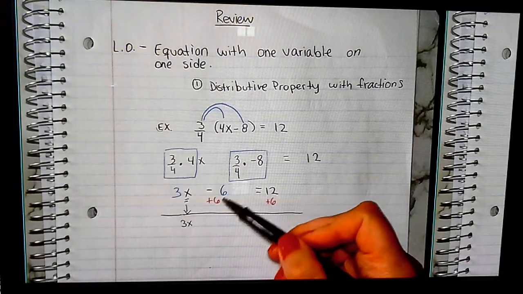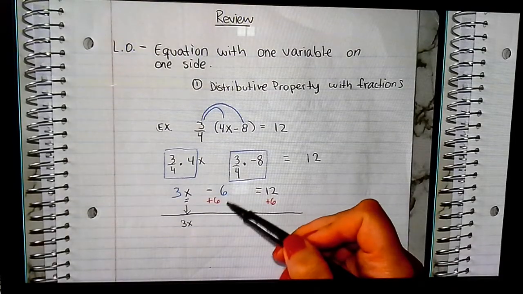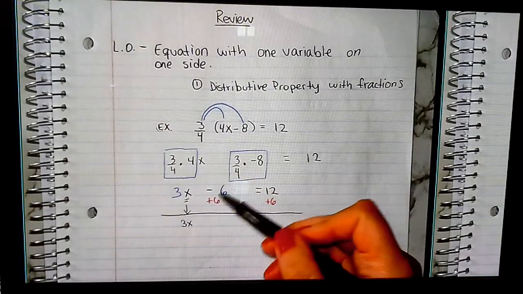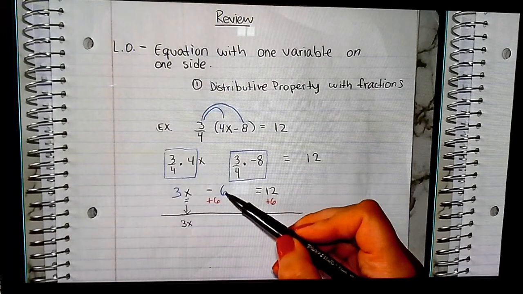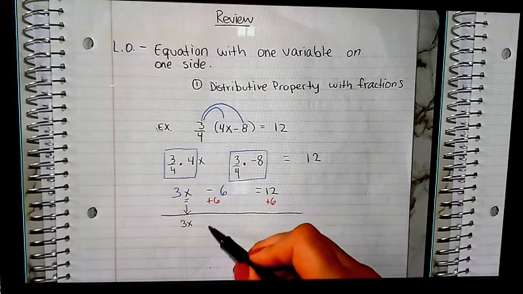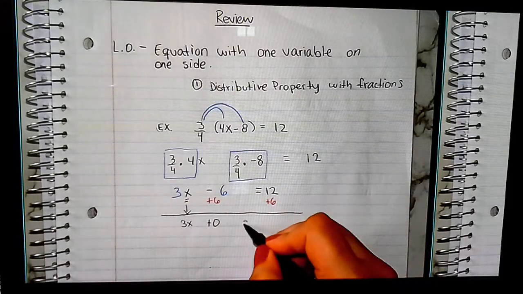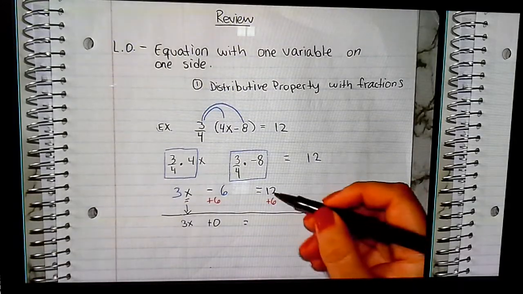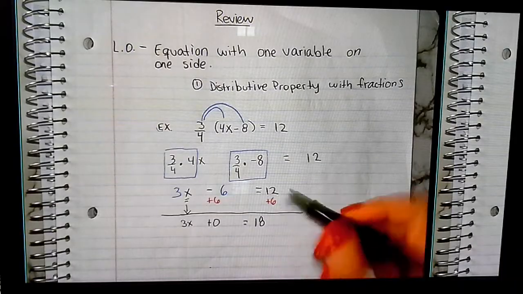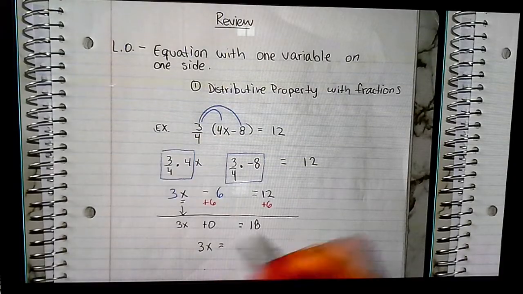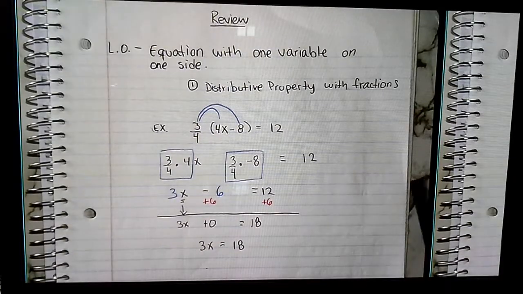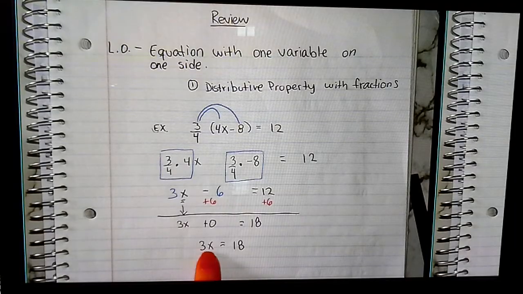Now, negative 6 plus 6. These are exact opposites of each other, and they have the exact same number. So it's the same thing as saying 6 minus 6, which is 0. So this is going to be plus 0. You don't really need to put plus 0, but I'm going to do it just to keep the place. And then 12 plus 6 is just 18. Now, 3x plus 0 is just 3x equals 18. Anytime I have a number in front of a variable and I don't see what operation is going on right there, that really is multiplication.